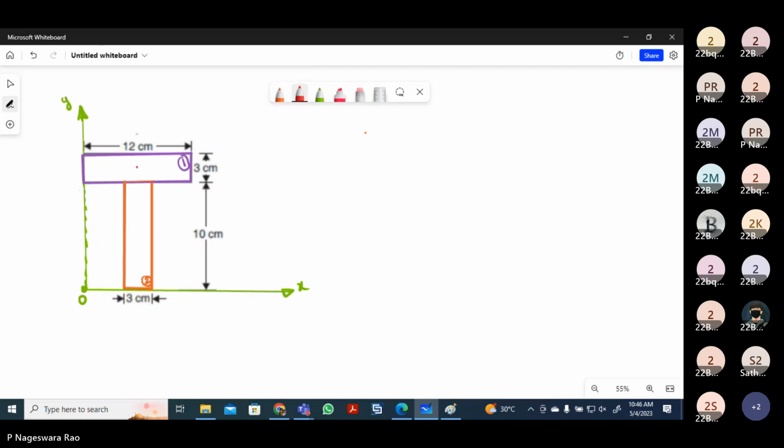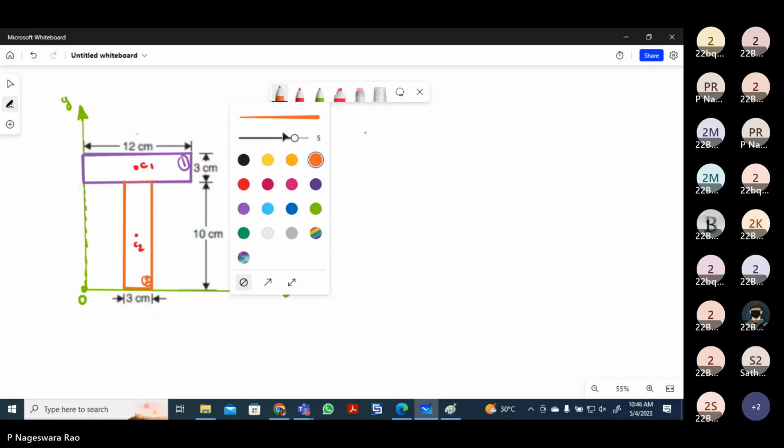You do one thing. Name the centroid of the first area as C1, and measure its x coordinate. This is the x1. I will tell you later, you try to do the problem. I will explain later. Similarly, this is the centroid C2 of the second area. Then you measure its coordinates.